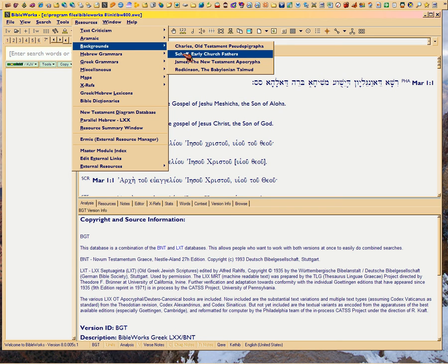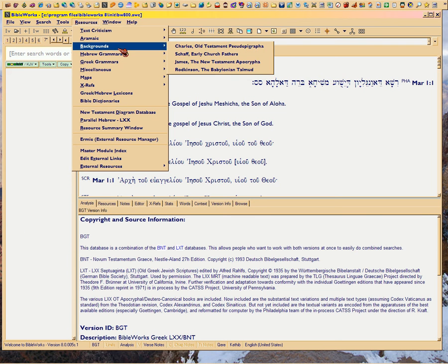This is Schaff on the early church fathers. We sort of saw that already when I did my favorites. This is a guy named James who wrote a book about the New Testament Apocrypha, whereas this is Old Testament Apocrypha. Pseudepigrapha is another word for it. And this is Rodkinson's English translation of the Babylonian Talmud, which in BibleWorks is in this form, and also indexed is the Mishnah portion. It's not all of it, but it's most of it.